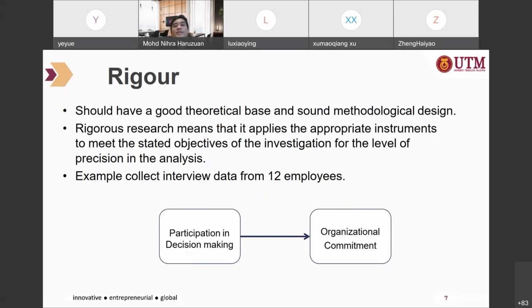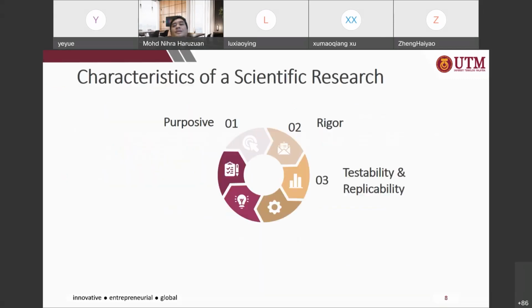For example, to collect interviews from 12 employees, you need 12 employees for the data. Why 12? Because in the scientific procedure for qualitative analysis, 12 is good enough. This is a sound methodological design. Third, it must have testability and also replicability. It should be able to be tested and also replicated.